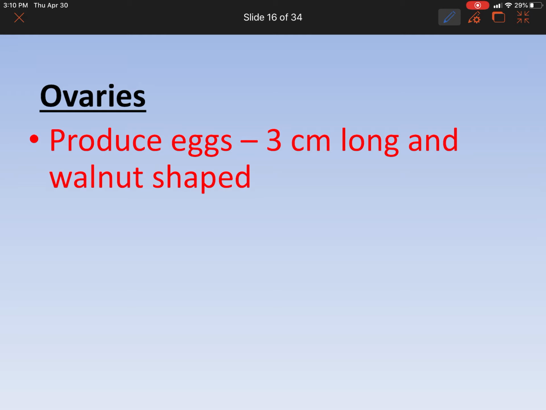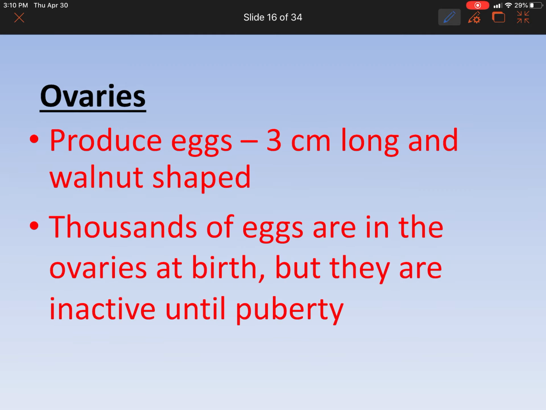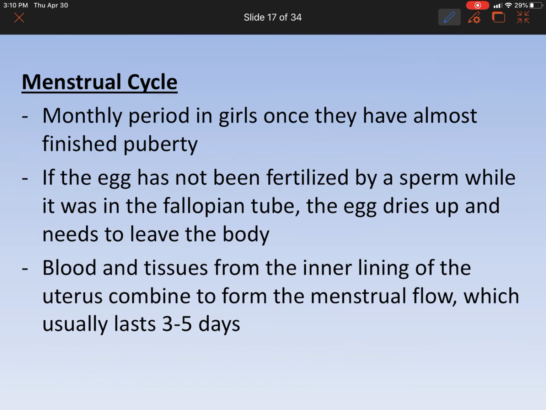Okay, so ovaries produce eggs. That's their main function. They're 3 centimeters long, little walnut shaped things. They're not very large. Thousands of eggs are in the ovaries at birth, but they're inactive until puberty. So females are born with all the eggs they're ever going to have, and then once a female reaches puberty, they will start releasing the eggs. The ovaries are also responsible for producing hormones. That's where our estrogen comes from, for example.